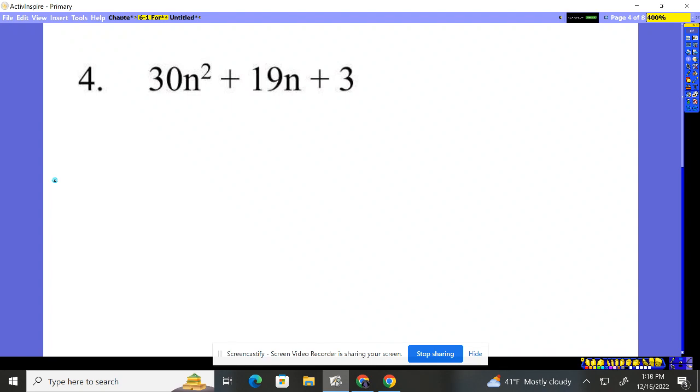Number 4, we must factor this. Now, the problem is, what do I do with that? The a value, the value in front of the n squared, is a 30. I've never dealt with that before. Well, we're going to do a little trick.